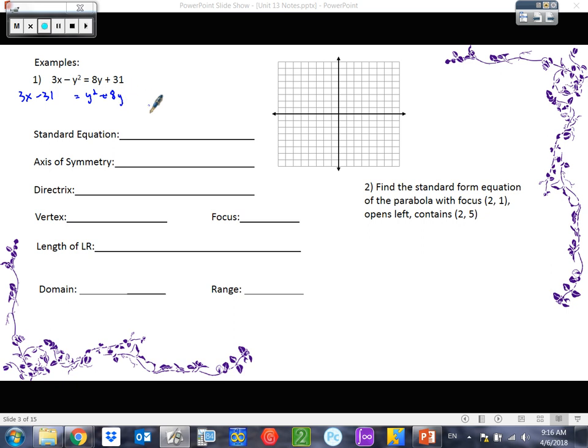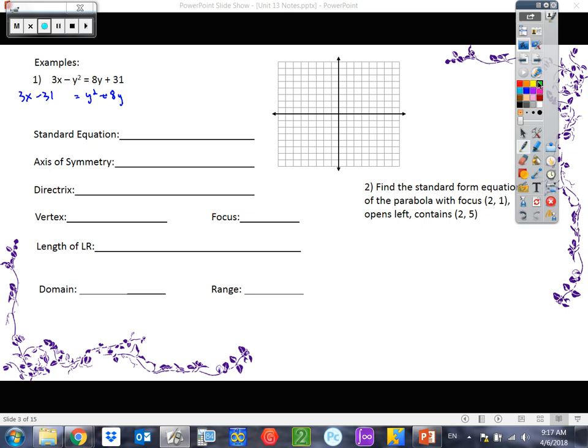Now let's talk about why I moved the 31 over. This is something that students are hesitant to do. Even in calculus, they're kind of hesitant to do that. I don't want to have a constant on the side where I'm completing the square. So let me give you an alternate example so I'll explain why. We're going to hold it right there, and I just want you to look at an alternate example. We're going to work it also.